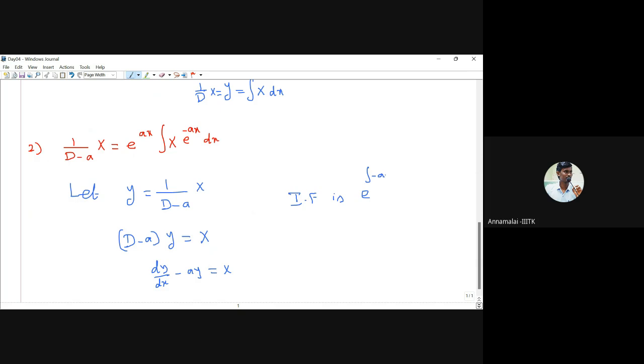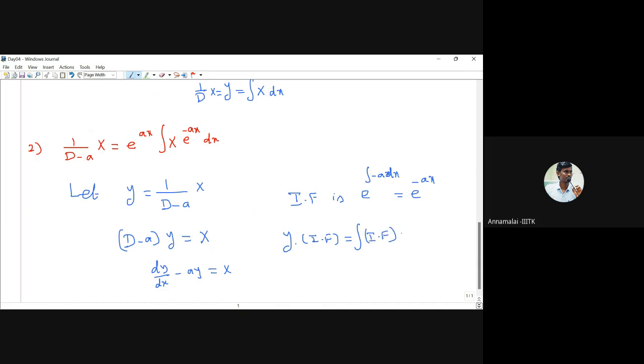So minus a dx. Since a is a constant, this is nothing but integral e power minus ax. So this is the integrating factor. Once you know the integrating factor, we can write the solution. Therefore, y into integrating factor equal to integral of integrating factor into q.